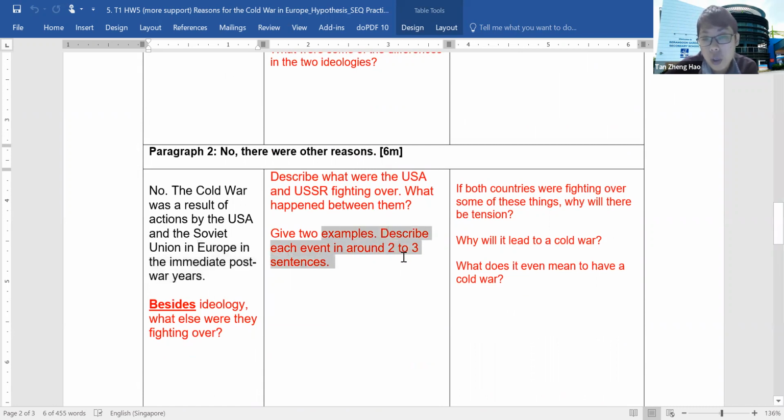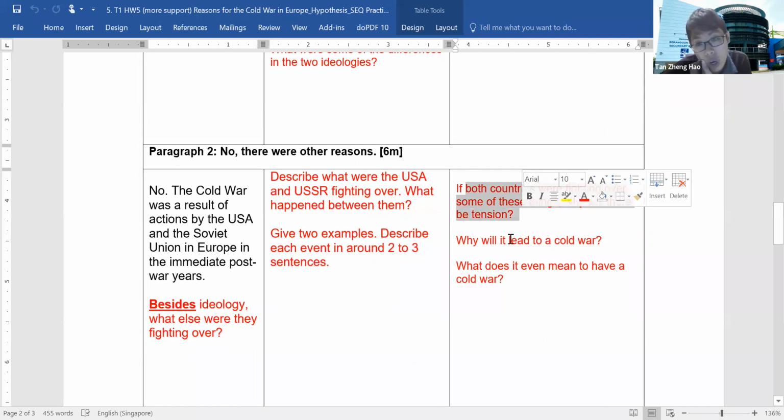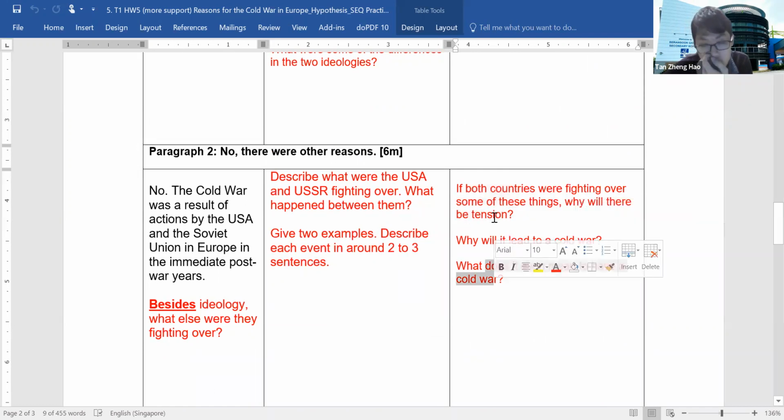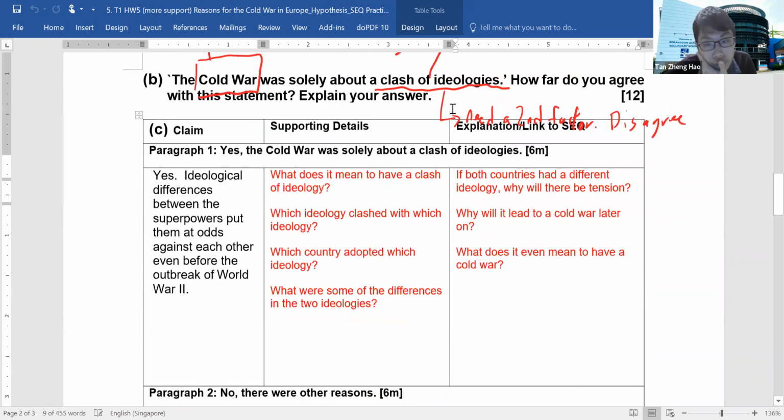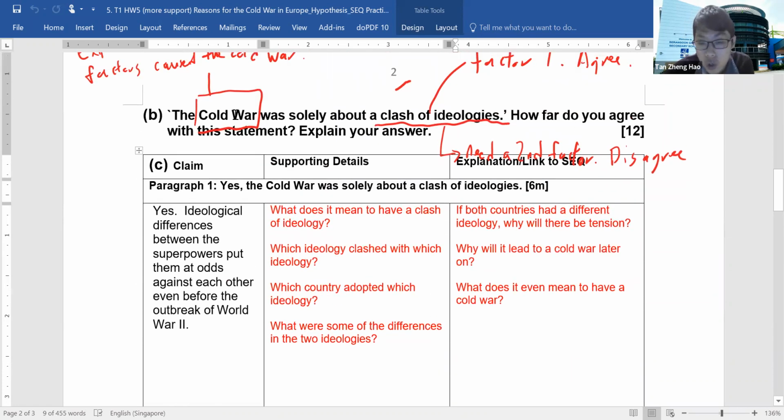Okay, so you maybe want to mention 2 or 3 things. We show how they fought over these things. And then you have to explain, if they're fighting over this thing, again, why will it be tension? Why will it lead to a Cold War? What does a Cold War even mean? So you have to link back: they are fighting over what, and how they lead to the Cold War.